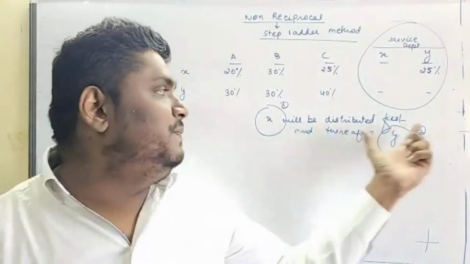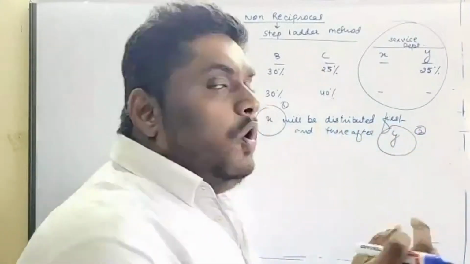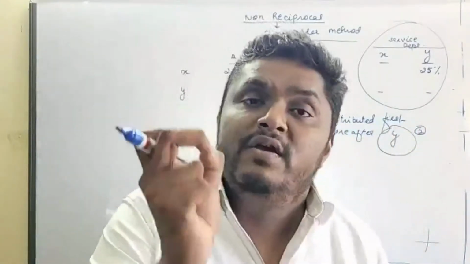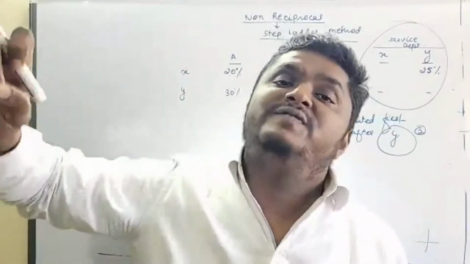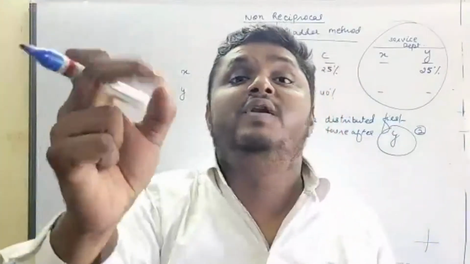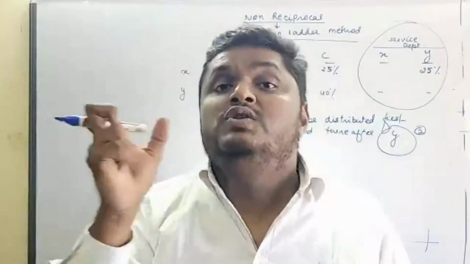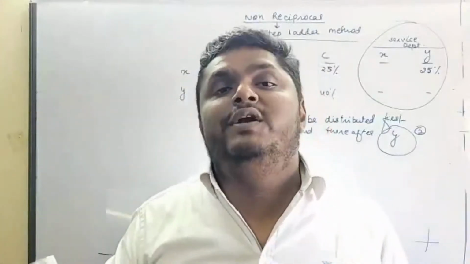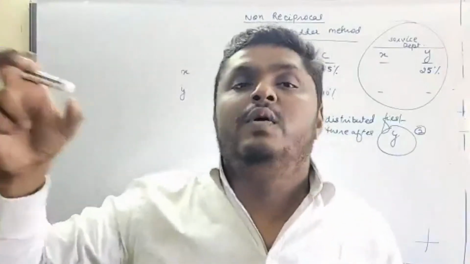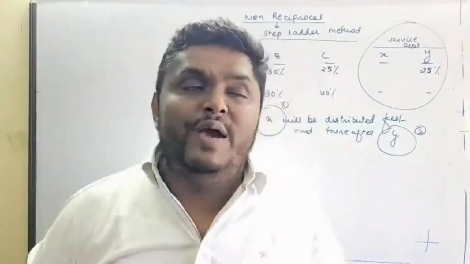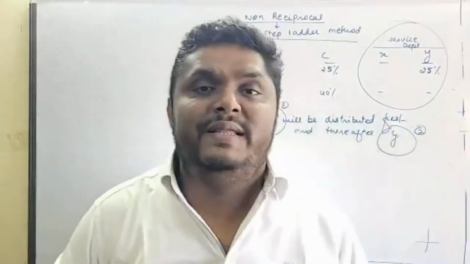I request you guys to please copy this explanation. The service department which provides the maximum number of services to the other service department will be distributed first. So herein X is providing services to Y. So the overheads of X will be distributed first, and thereafter the overheads of Y will be distributed. If you guys have any queries in this part, please ask me.